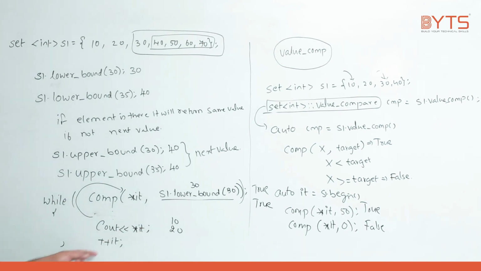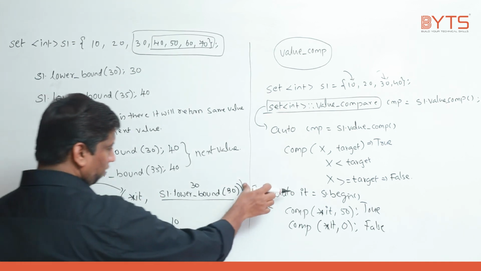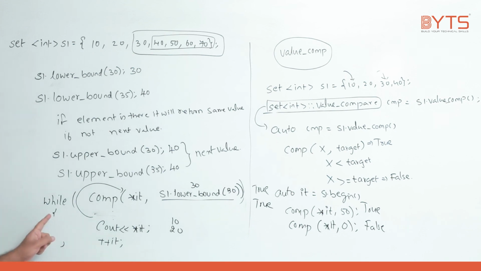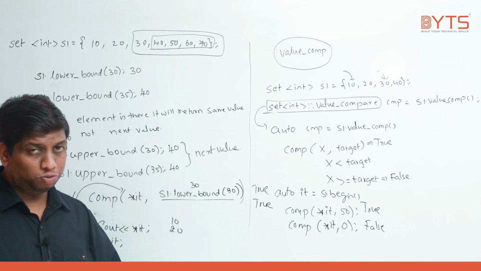So next ++it, it will come here. It is pointing to 30. 30 is less than 30, false. So then I can remove this also, right? So what we are trying to do in the while loop, we are using the comparison object for comparing a certain range. So we start processing all the values until we reach a certain condition. I hope this is very clear.